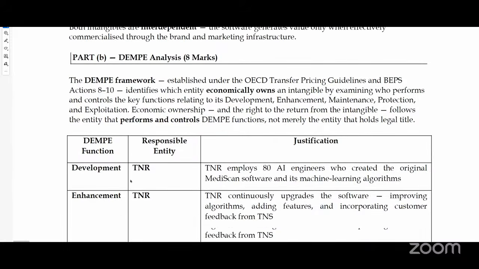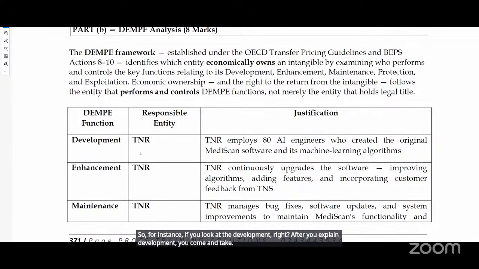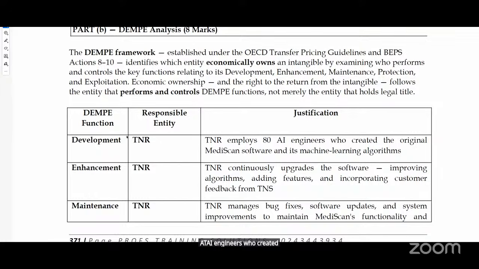So for instance, if you look at the development, after you explain development, you then identify who was the responsible entity. It is TNR, because he employs 80 AI engineers who created the original medical software and its machine learning algorithms, and also carries out the R&D.